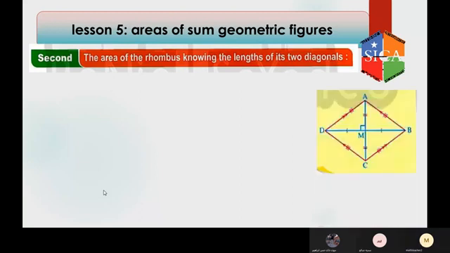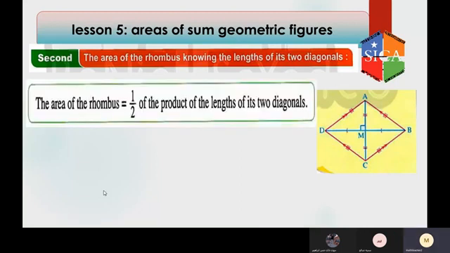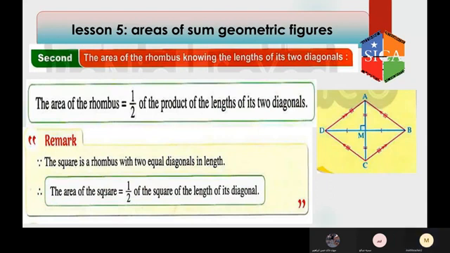Like this. The area of the rhombus equals half times the first diagonal times the second diagonal, or half D1 times D2, or half DB times AC. The area of the rhombus equals half of the product of the lengths of its two diagonals. Like on this figure, the first diagonal is BD and the second diagonal is AC.